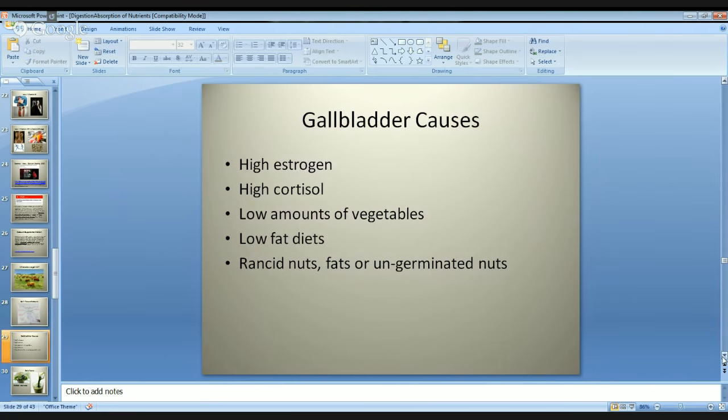Gallbladder, the causes of gallbladder issues. High estrogen from heavy periods. Giving birth will increase estrogen. Birth control pills, estrogen therapy, environmental estrogens, excessive soy, soy protein isolates in a lot of the diet things that are out there. Like, for example, think Metafast, Ideal Protein. It's all soy based. It's genetically modified soy. And even if it's not genetically modified, it's still estrogenic. High cortisol, that's stress. So when you get stressed, that can mess with the gallbladder. High estrogen, and also low amounts of vegetables.